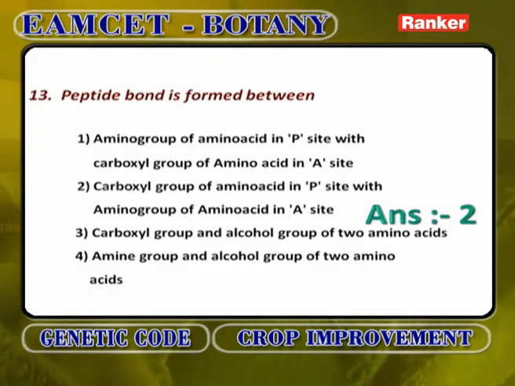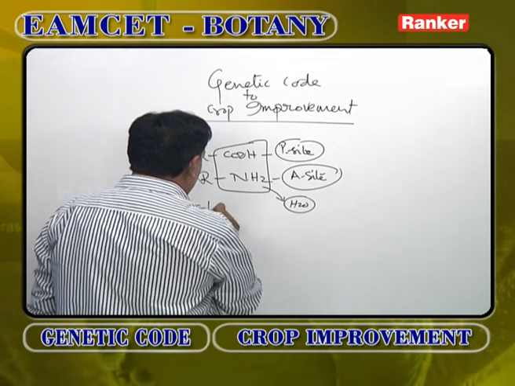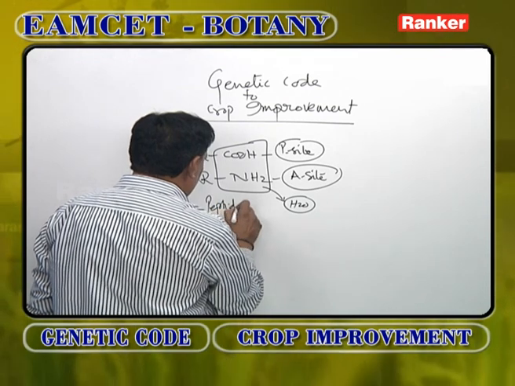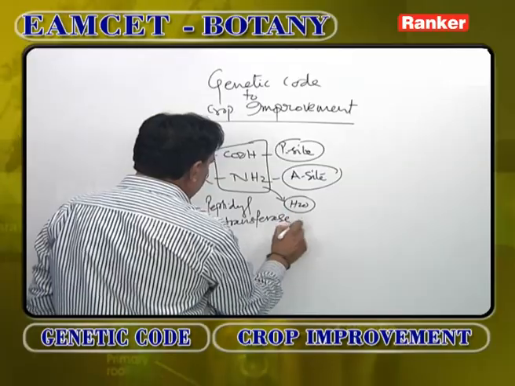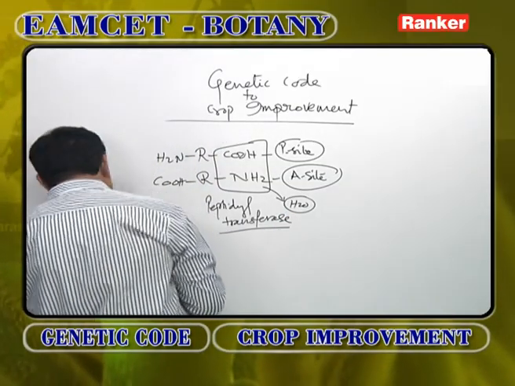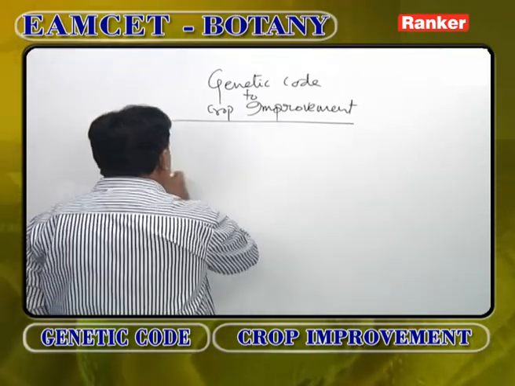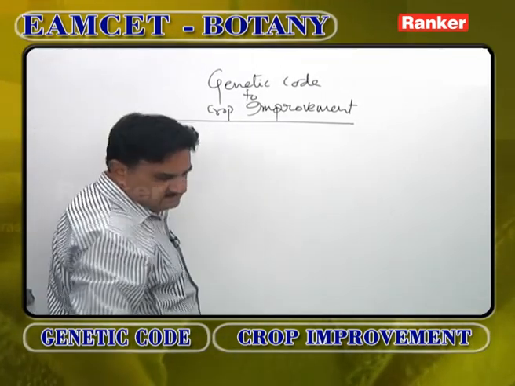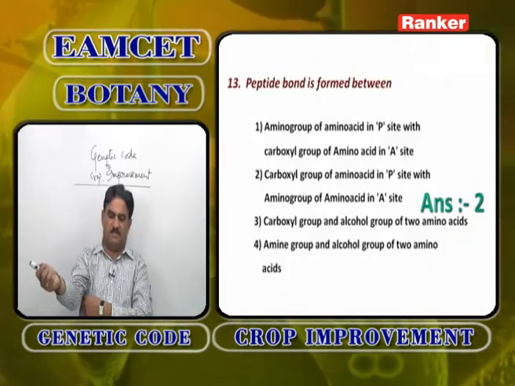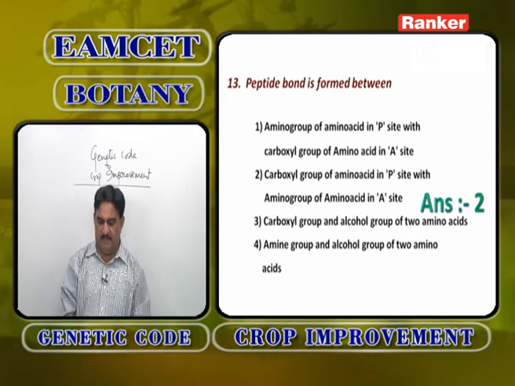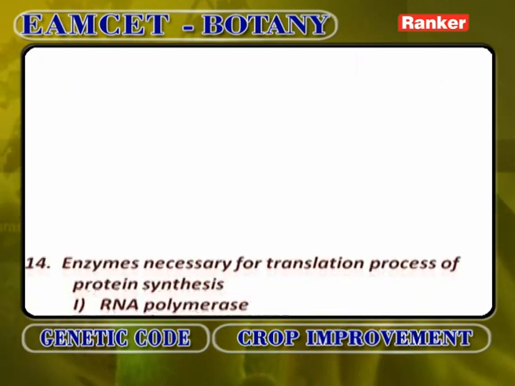Whenever peptide bond formation occurs, one water molecule is released, and the enzyme useful here is peptidyl transferase, present in the P site of the larger subunit 50S. So a peptide bond is formed always between the carboxyl group of the amino acid in the P site and the amino group of the amino acid in the A site. Second option.